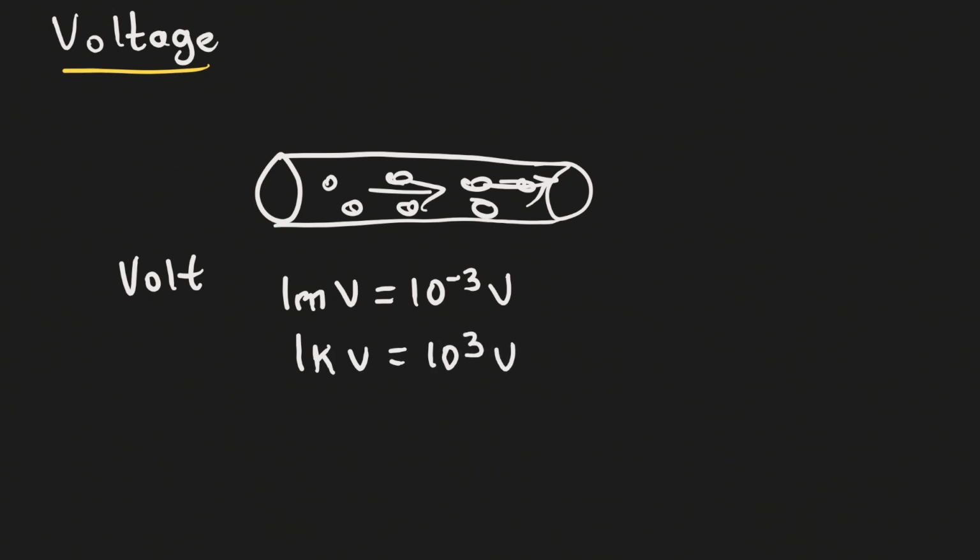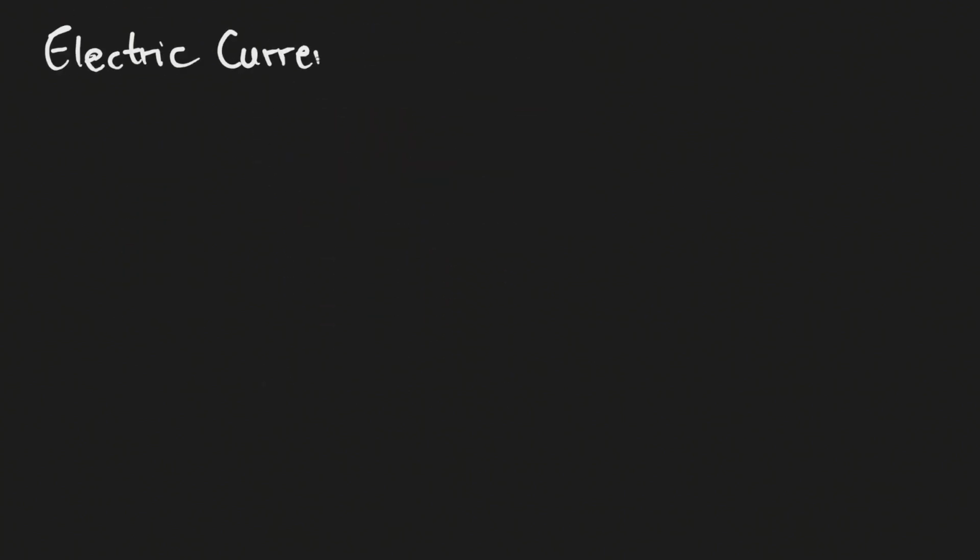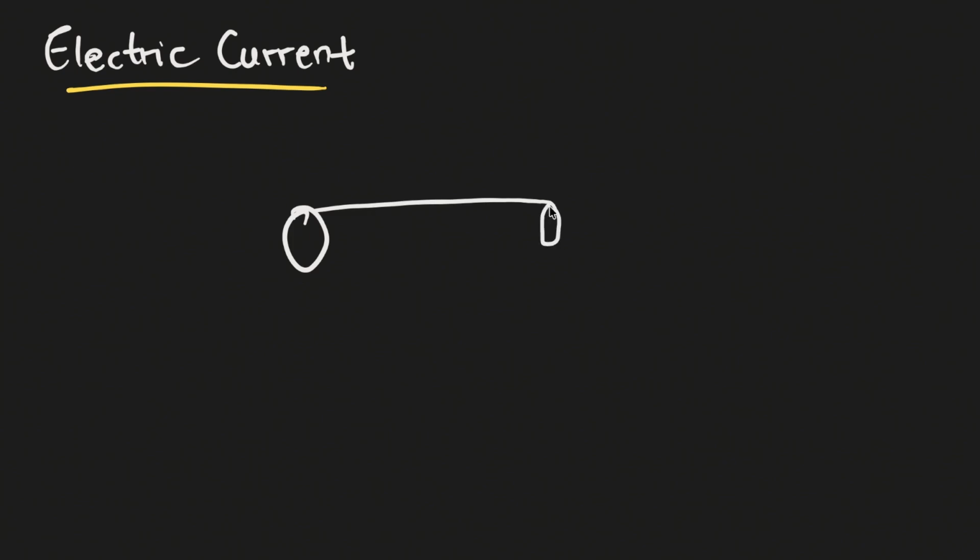So let's explain what electric current is. Electric current is the flow of electric charge through a conductor. I'm going to be using the same analogy I used when explaining voltage. So we have a pipe and we have water flowing through the pipe. Electric current is the amount of water flowing through the pipe, that is, the amount of charges flowing through the pipe.